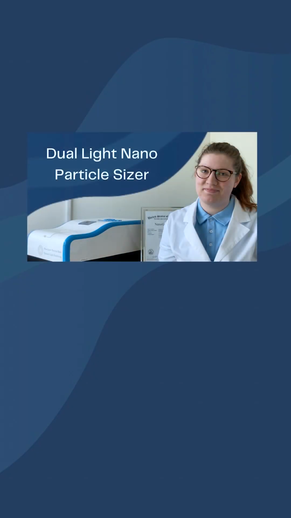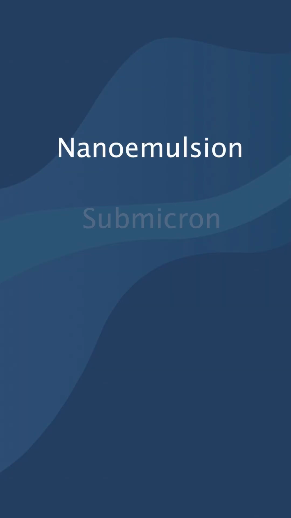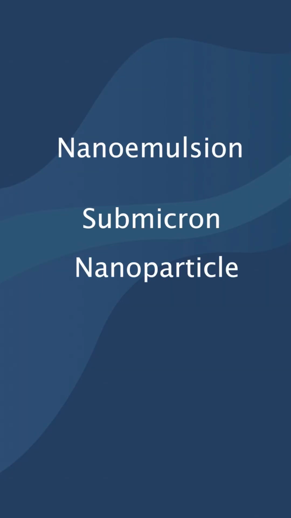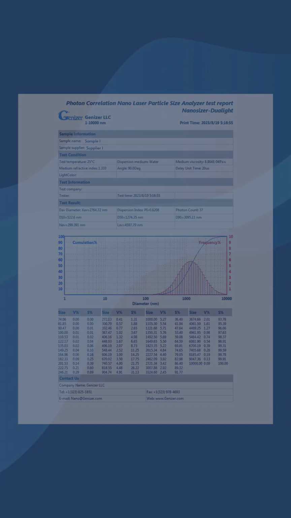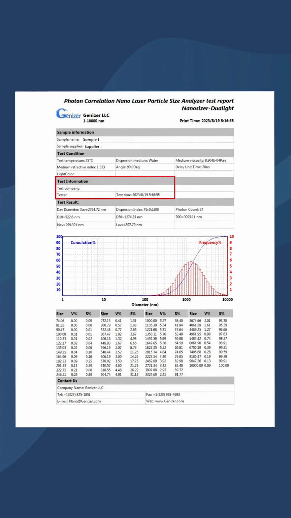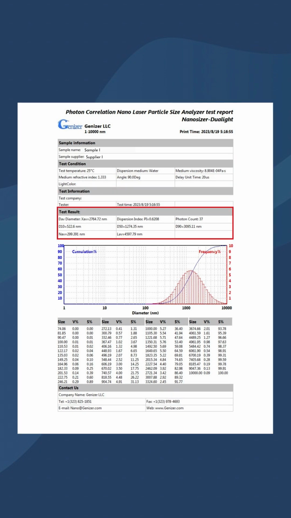Our last video covered how Schneider's dual light nanoparticle size tester uses dynamic light scattering for nanoemulsion, submicron, and nanoparticle size testing. But how do you interpret the results? This video will walk you through the datasheet, including your sample information, test conditions, and test results.